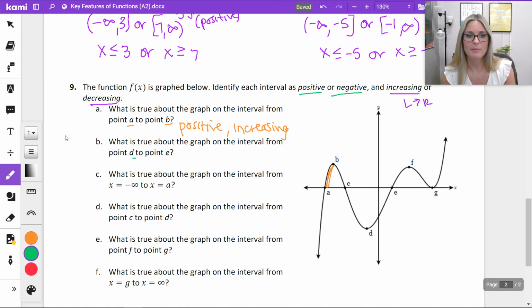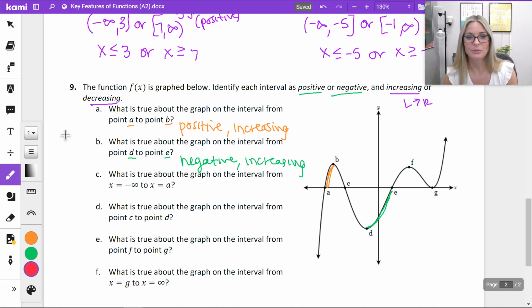What's true on the graph from D to E? We're looking at that next question. D to E, highlighting here. Is it positive or negative? It's below the x-axis, therefore it's negative. Increasing or decreasing? It's going up from left to right, so increasing.